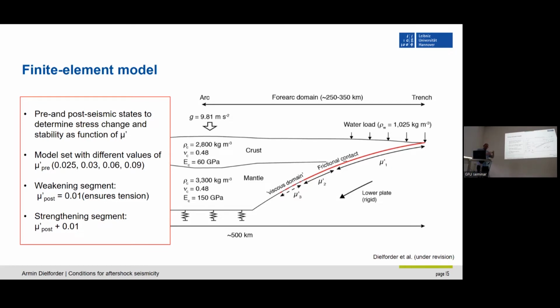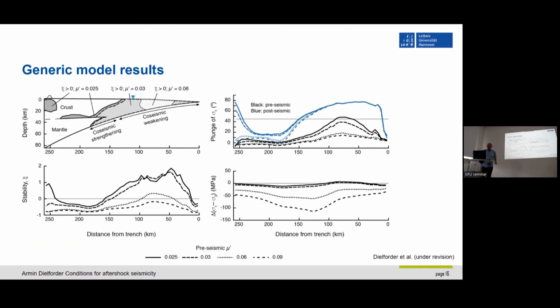And then, for all these changes in friction coefficient, we calculate the stresses, and from that, we calculate the stability parameter that I mentioned before. And these are the generic model results, which is a bit busy, but I will explain the plots here.